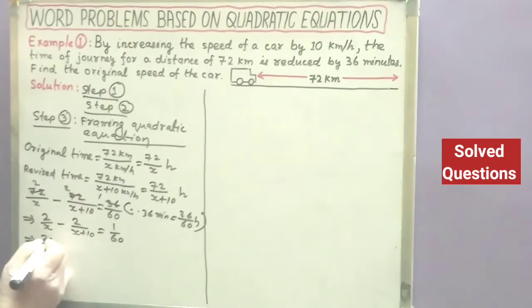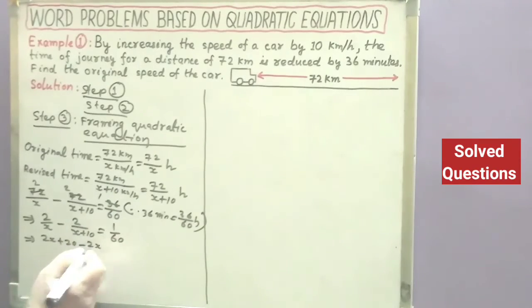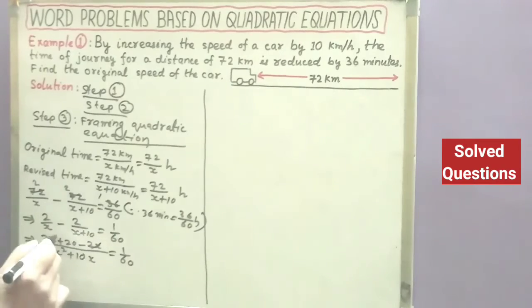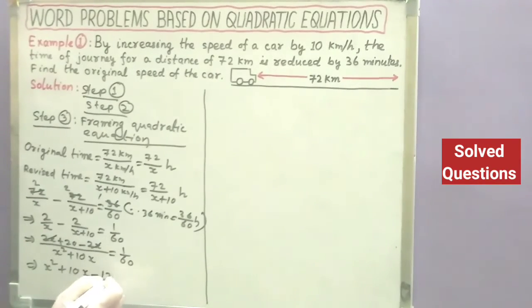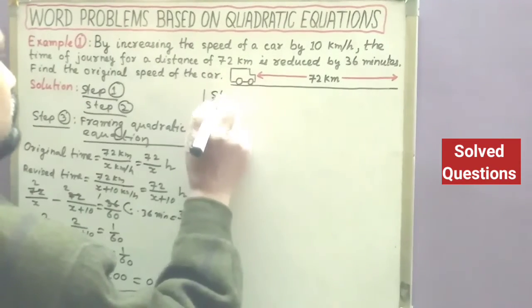On simplifying, we get (2x plus 20 minus 2x) upon x into (x plus 10) equals 1 upon 60. Cross multiplying and simplifying, we get x square plus 10x minus 1200 equals 0. That's the quadratic equation framed now.